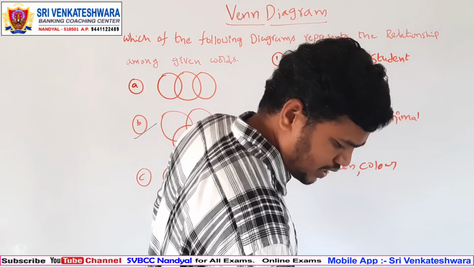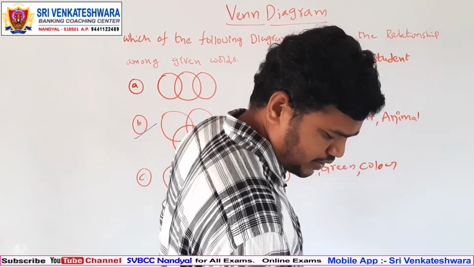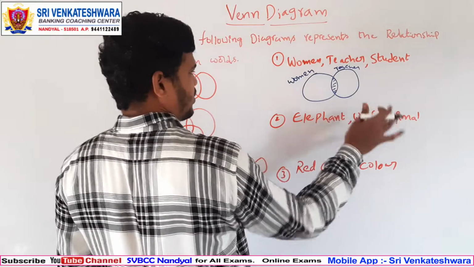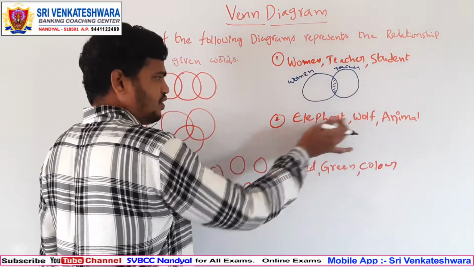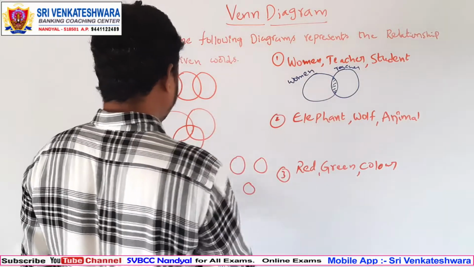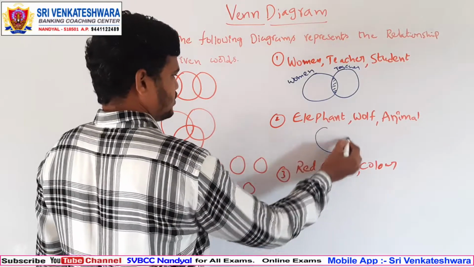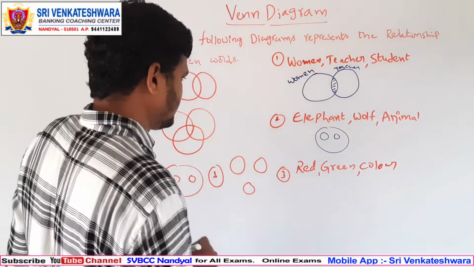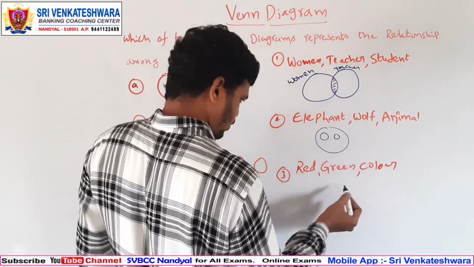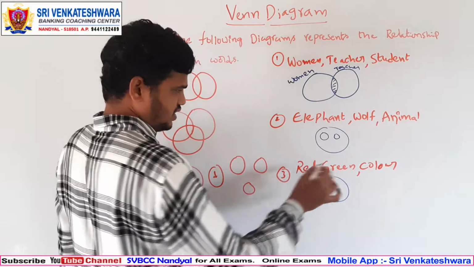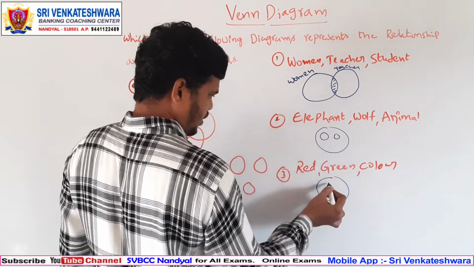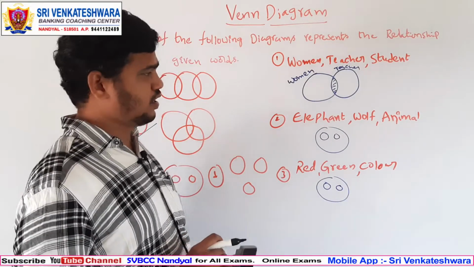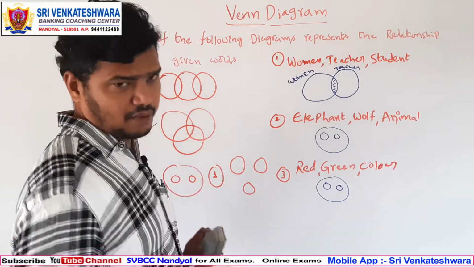Okay, next another one: elephant, wolf, animal. Animal is nothing but the category of these two. Very simple option. Which one should be here? C option should be here. So animal, elephant, wolf. Next, red, green, color. Color is the category, different colors you can have, red, green. In this manner you can solve your problem.